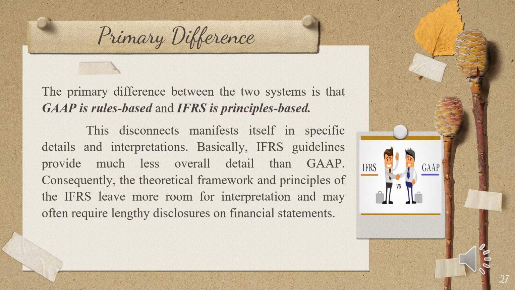The primary difference between the two systems is that GAAP is rule-based and IFRS is principle-based. Rule-based focuses more on specific rules and research, while the other is based more on broad principles, whereas it looks at the overall patterns. This disconnect manifests itself in specific details in interpretations, which is yun yung GAAP. While sa IFRS naman, ito yung mga guidelines provides less detail. Basically, IFRS needs more interpretation and disclosures when it comes to financial statements. So, in summary, mas madali or mas specific ang GAAP kaysa dun sa IFRS na mas nangangailangan pa ng more interpretation sa pagintindi ng kanilang financial statement.